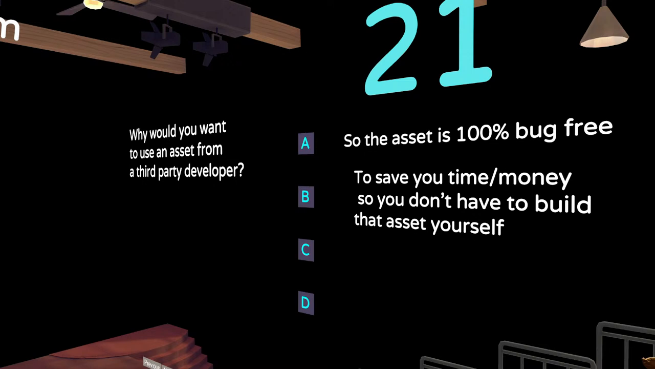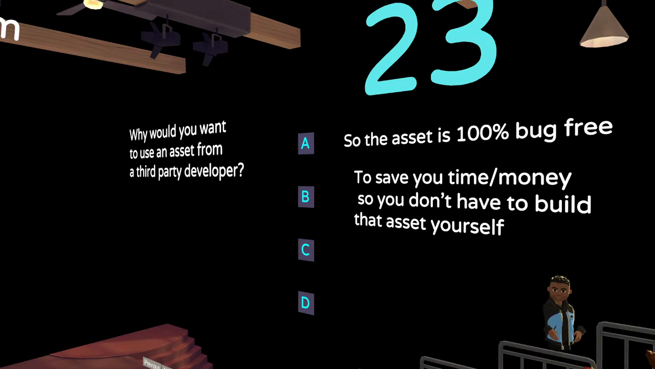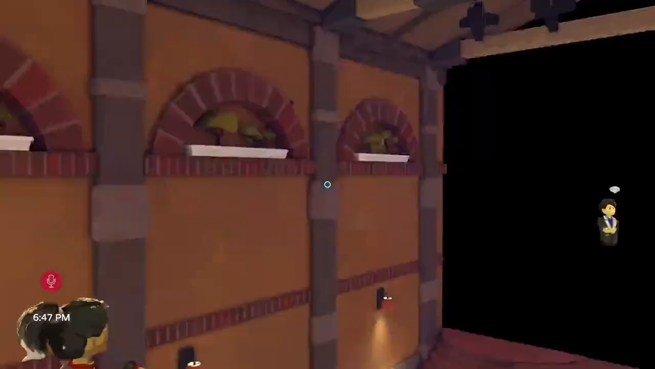All right. So the question is, why would you want to use an asset from a third-party developer? Live stream people, make sure to vote. Awesome. Okay, let's go ahead and reveal the answer in 3, 2, 1. 95%. Nice job, guys. To save you time and money so you don't have to build that asset yourself.